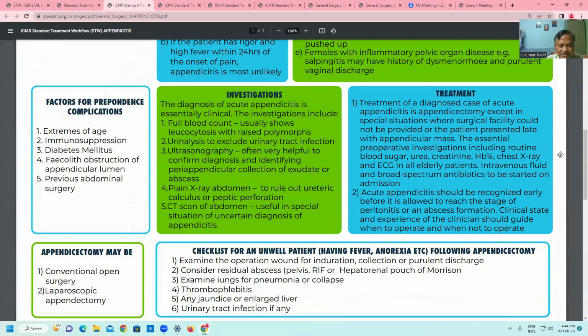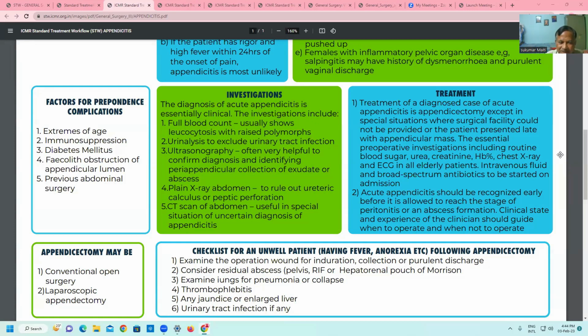Plain X-ray is sometimes advised when the patient presents late, when there is perforation, to exclude free gas under the diaphragm, to differentiate it from gastrointestinal perforation, particularly duodenal perforation. And if ultrasound fails to detect a urinary calculus, then this plain X-ray may be complementary to the ultrasound finding. CT scan is not usually needed for most cases of acute appendicitis.